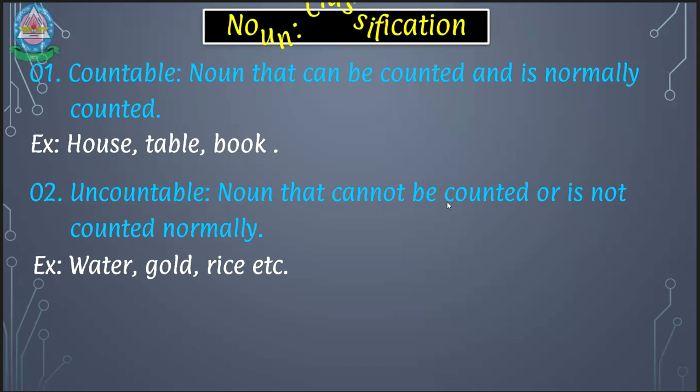What I mean to say, যে নাউনকে গণনা করা যায় সেটা countable হবে এমন কোনো কথা নেই. Actually, there are some nouns that can be counted but we don't count normally. For example, rice. Rice can be counted, but do we count rice? It can be counted, it's okay, but do we count it? No, sir. That's the fact. That's why I have added this part. That can be counted and is normally counted. মানে যেটাকে গণনা করা যায় এবং নরমালি আমরা গণনা করি.